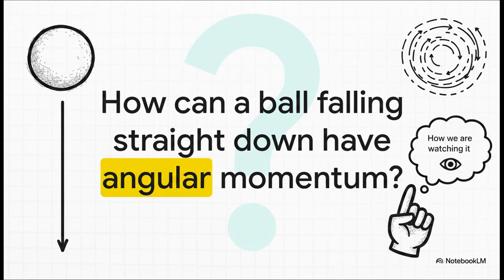Okay, so let's just dive right in. I want you to picture a ball just dropping straight down. There's no spin, no curve, just a simple, straight line path thanks to gravity. So how in the world could it possibly have something called angular momentum? I mean, the name itself implies rotation. It really seems like a paradox. But as you're about to see, the real secret isn't about the ball's motion. Nope, it's all about our point of view.